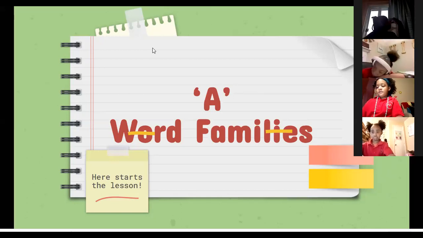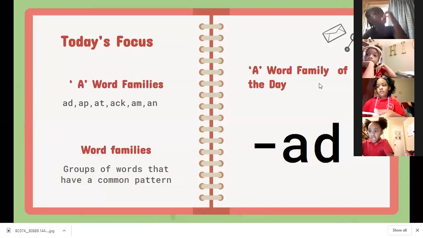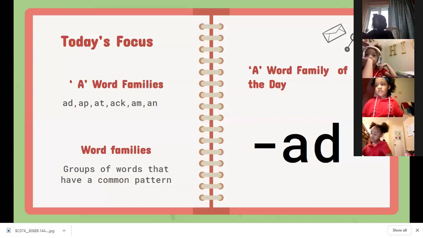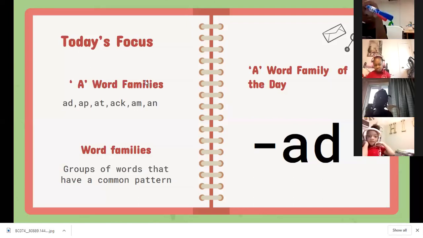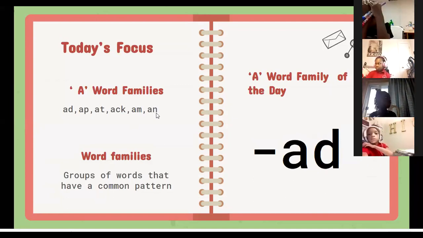So let's see. Chloe stood up. Our focus for today, we have A word families. We have AD, which is add, AP, which is app, AT, which is act, ACK, which is act, AM, AN. So a word family is a group of words that have a common pattern. A word family is a group of words that has a common pattern.